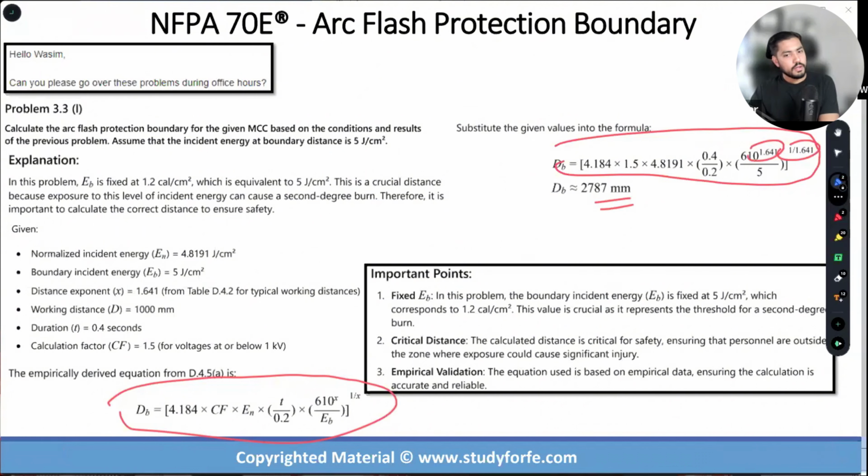Okay. Now in this problem, the boundary incident energy EB is fixed actually. It is not subject to change because we define the incident energy at which the second degree burn happens as 1.2 cals per centimeter square, which is 5 joules per centimeter square. This value is crucial as it represents the threshold for a second degree burn. Critical distance, I mean, this has to be calculated. The distance is critical for safety.